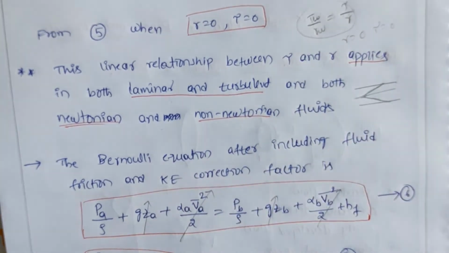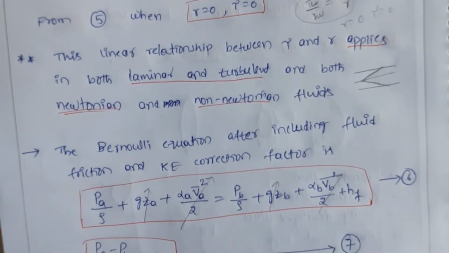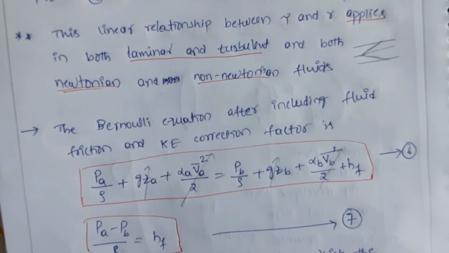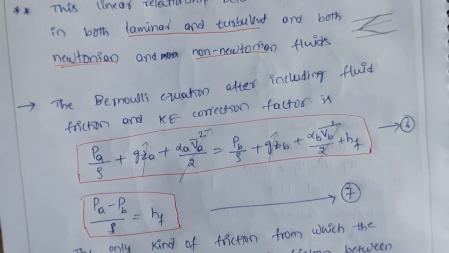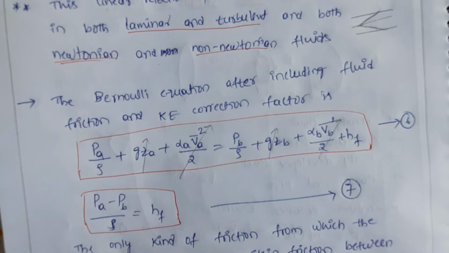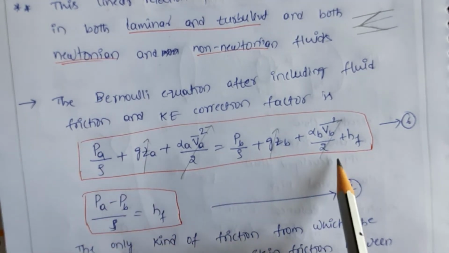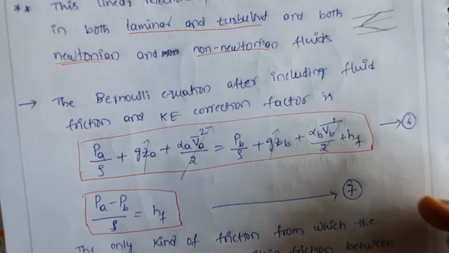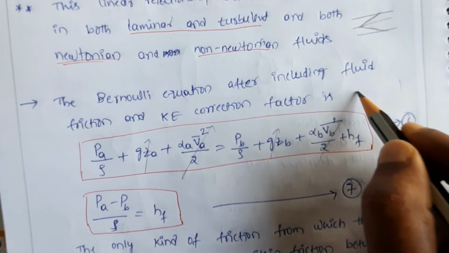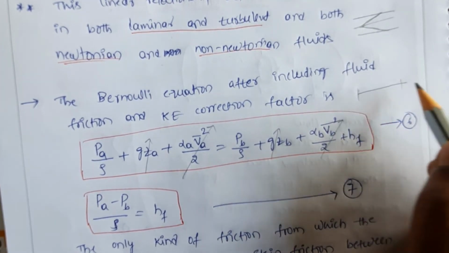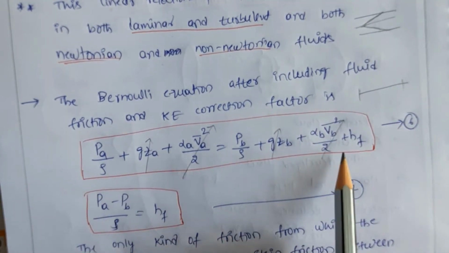Clear? So if we consider Bernoulli's equation, by incorporating the fluid friction and the kinetic energy correction factor, this is the equation between two sections, section A and section B, the entrance and exit, let's say. So this is the relation.